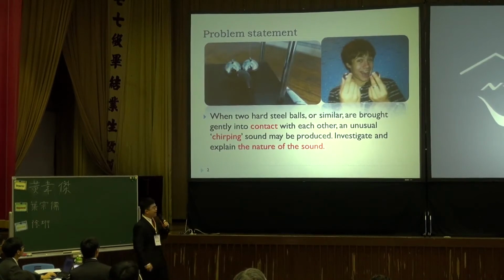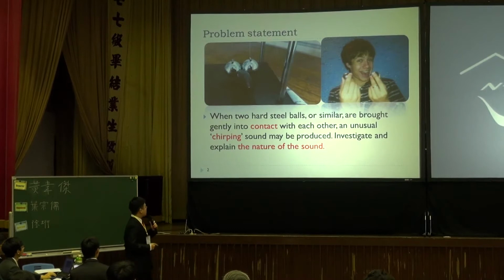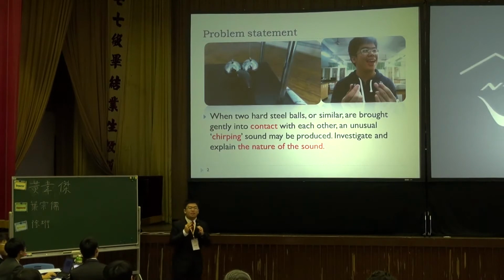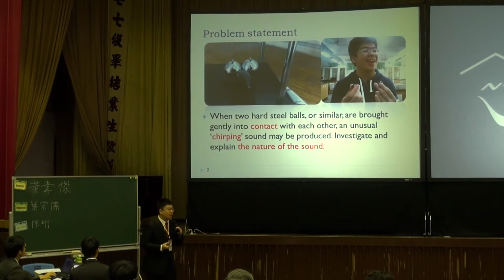The problem statement asks us that when two hard steel balls or similar are brought into contact with each other, an unusual chirping sound may be heard. Investigate and explain the nature of the sound. So during this process, we will try to investigate what exactly is the nature of the sound. Why would we hear such a chirping sound? And how will this sound be produced, and what will affect this chirping?